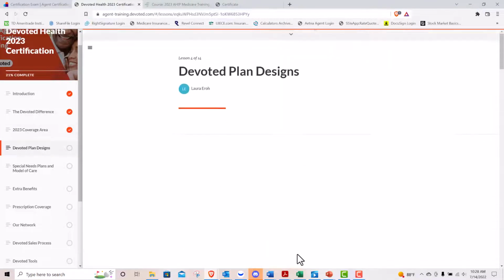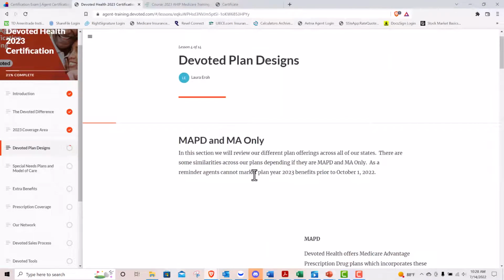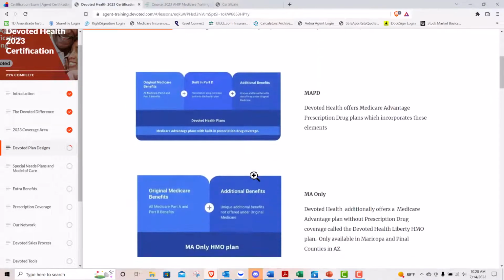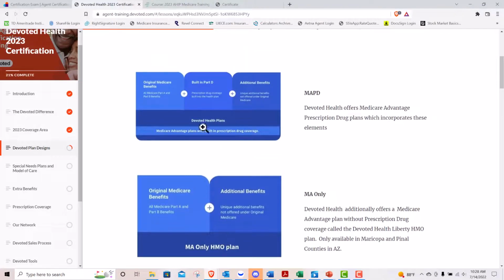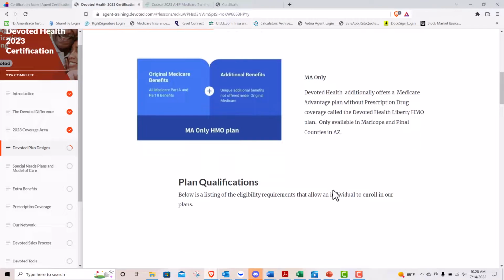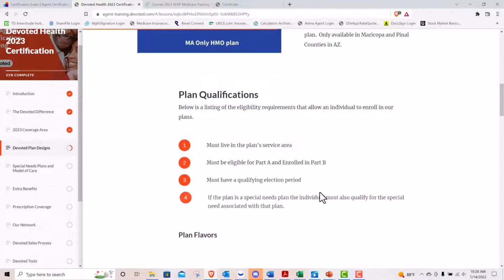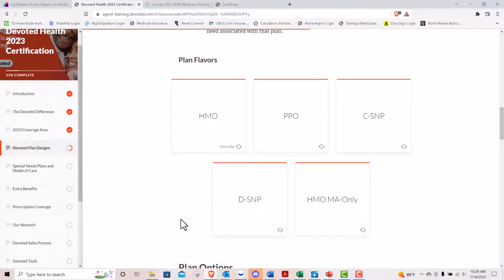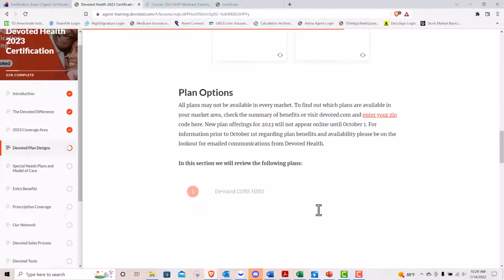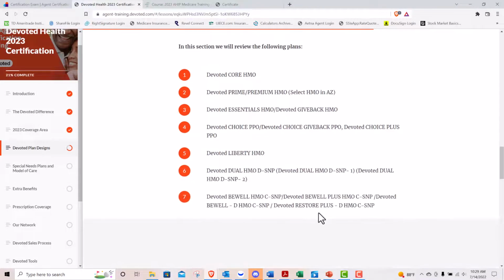Lesson 4, plan designs. Looks like they have both MA and MA only. Well, I guess that's everybody, huh? MA only HMOs. Of course, it's the same for everyone. I guess that MA only is only HMOs. Oh, they do have a give back HMO. That must be the MA only. Dual complete.